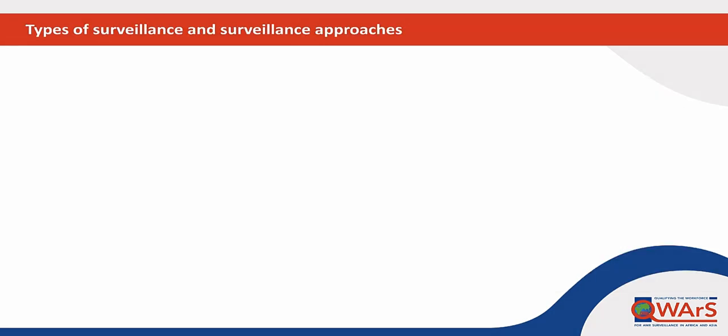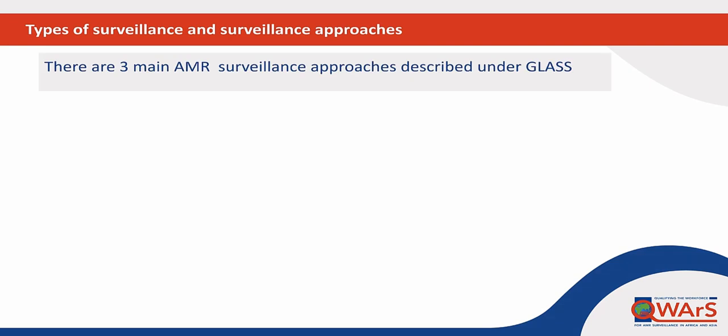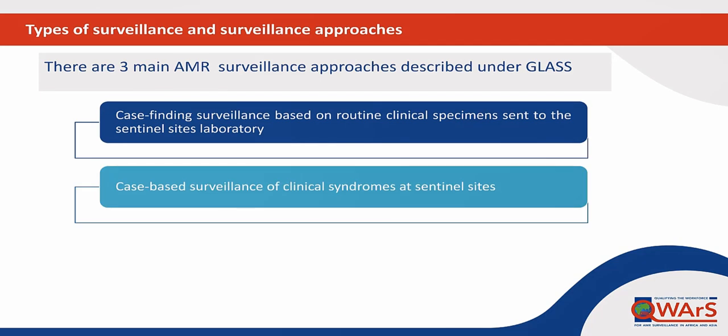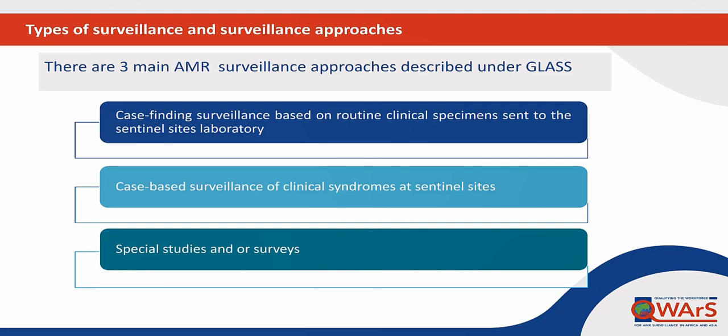There are three main AMR surveillance approaches described under GLASS: case-finding surveillance based on routine clinical specimens sent to the Sentinel site's laboratory, case-based surveillance of clinical syndromes at Sentinel sites, and special studies and/or surveys.